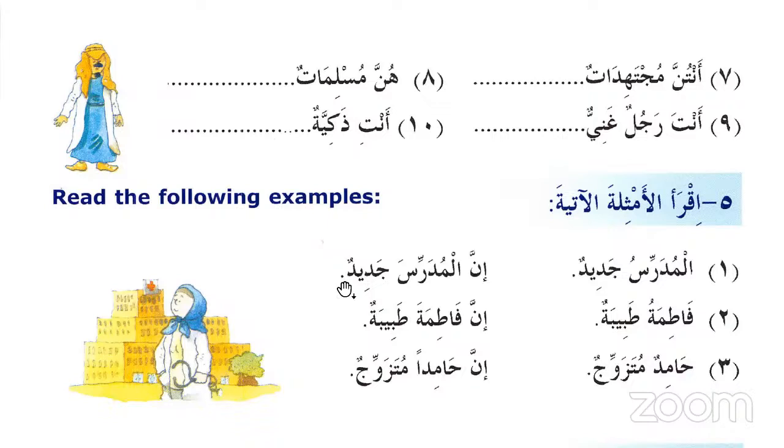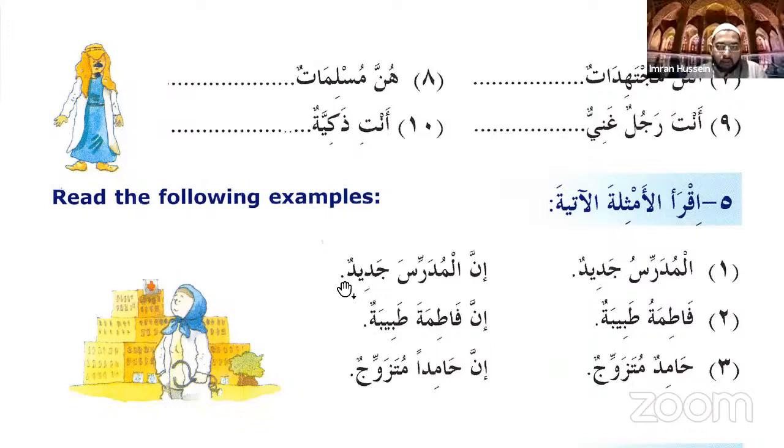Correct. And then anta rajulun ghani. It would be innaka rajulun ghani. And then anti zakiyatun, innaki zakiyatun. Correct.